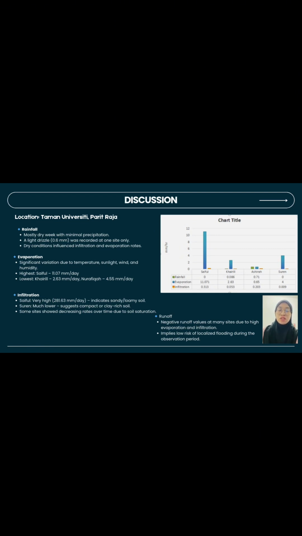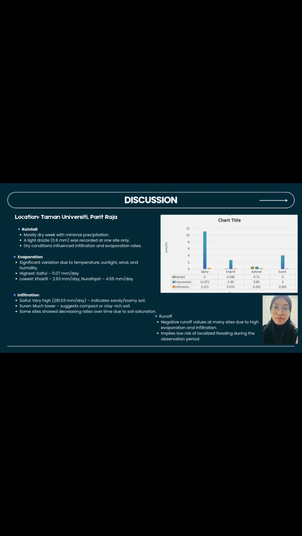on the surface. As a result of the high evaporation and infiltration, runoff values were negative at many locations. This means that water either evaporated or was absorbed into the ground, leaving very little or no water to run off the surface. Overall, this showed that the risk of flooding during this period was very low.